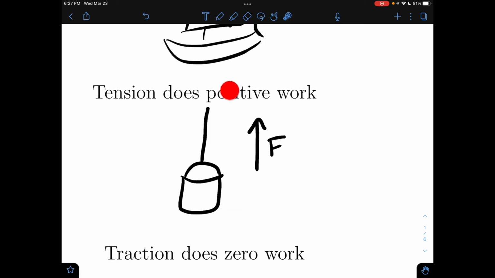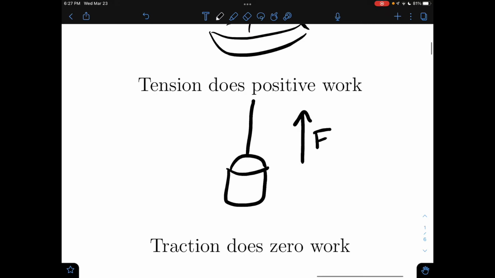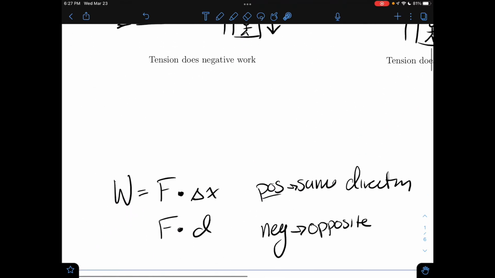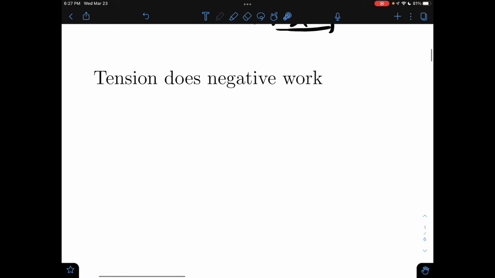Tension force is pulling up on the bucket, and we want it to do positive work. So we want our displacement to be the same direction as our force. So what we can say is it's just a bucket moving upwards. If we're using this rope and pulling the bucket up, displacement and force in the same direction gives us our positive work. Tension doing negative work, again, it's the exact same but opposite.